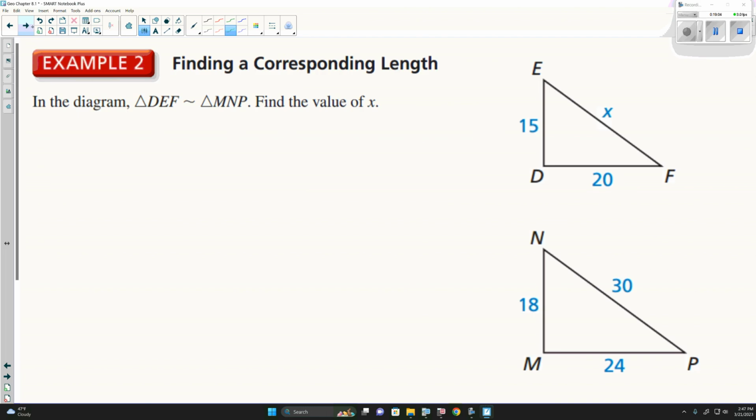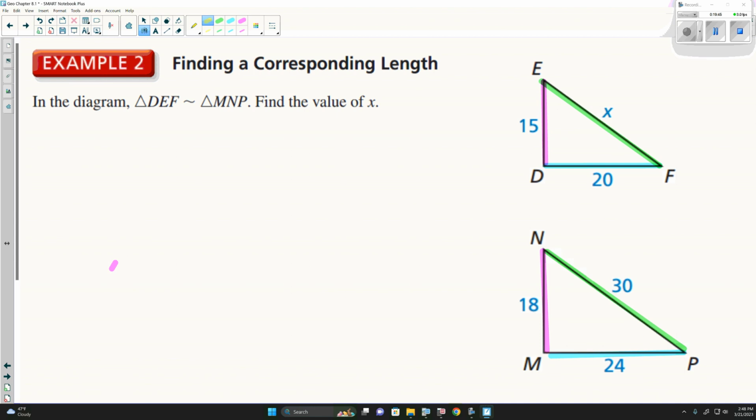So if we look at this here, in the diagram, DEF is similar to MNP. Find the value of X. Well, it didn't ask for this, but I'm going to still do the corresponding sides. So what would be the corresponding side to ED? M. And again, I would make sure that they do match up, because every now and then they can tend to be tricky, because DE and MN are the same. How about DF? NP. So EF and NP, yes?